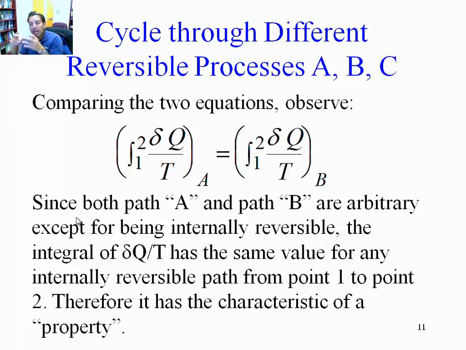And therefore, that follows the characteristics of a property. Remember, way back at the beginning of the semester when we talked about what a property is, properties are quantities that are assigned a numerical value that define the characteristics or the state of a thermodynamic system. In that regard, we define temperature as a property, pressure as a property, volume as a property. Later on, we define energy as a property, enthalpy as a property. So following that definition, we can also conclude that the integral of dq over t is also a property, because it's independent of the path.